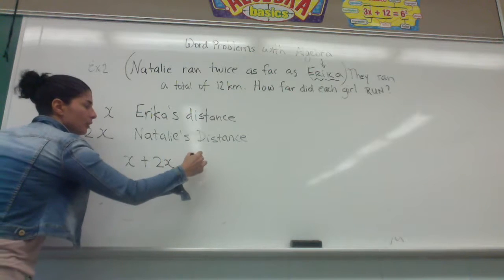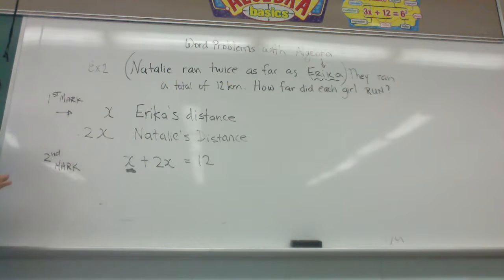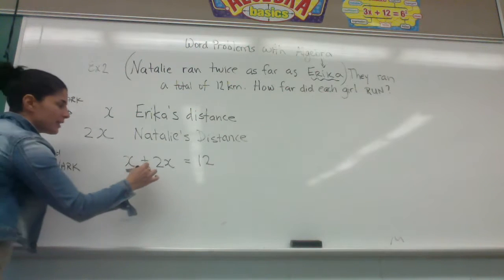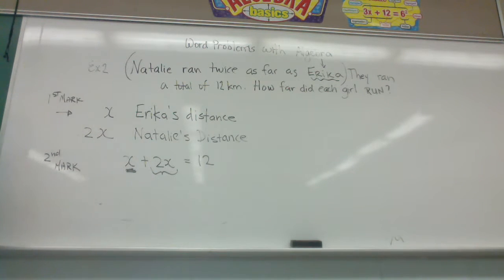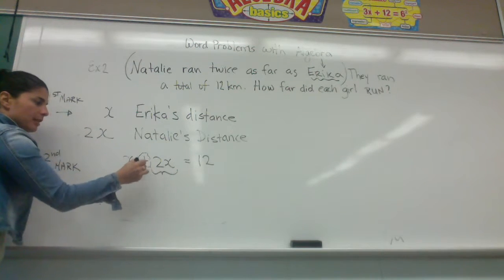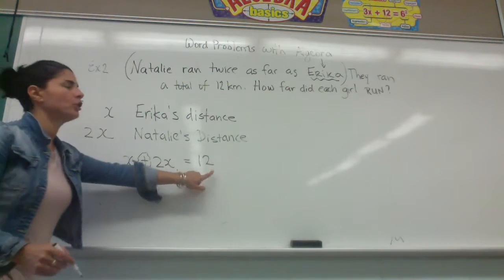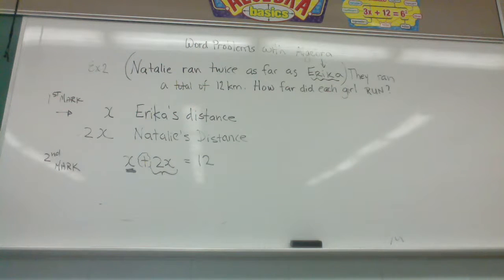Perfect. Make sure that you understand this is Erica's distance. Make sure you understand this is Natalie's distance, and that together, which is the symbol of a plus in the math world, equals 12 kilometers. Now, I don't want to see units inside my equations. I don't want to see kilometers. I don't want to see minutes. I don't want to see anything. What I want to see is this. And I want you to solve. And then in your answer, you're going to write me the distance in kilometers.